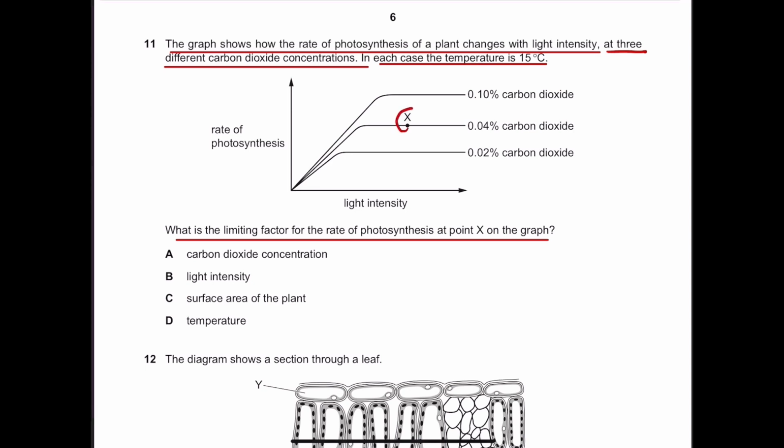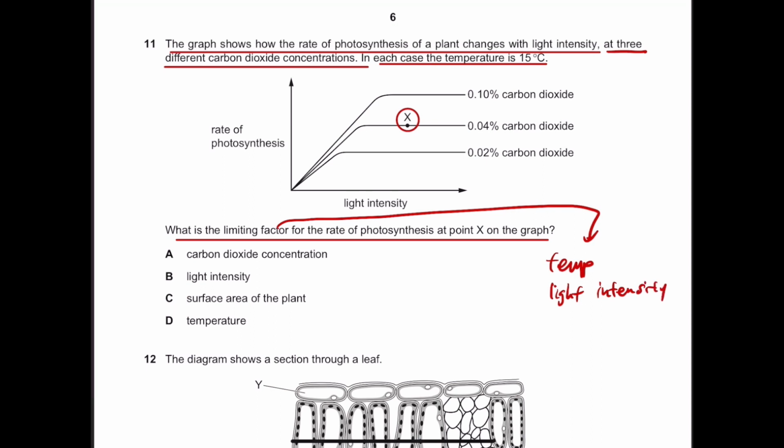So at this point, it's asking for the limiting factor, okay? Limiting factors for photosynthesis are, of course, 3 things: temperature, light intensity, and substrate concentration. Or actually, in this case, it must be CO2 concentration. For photosynthesis, CO2 is a substrate.